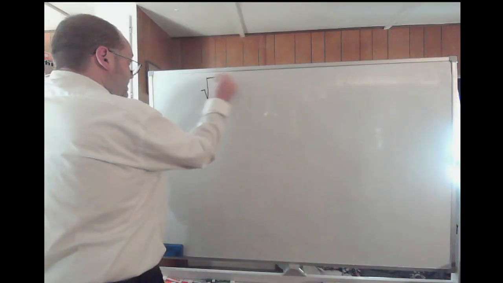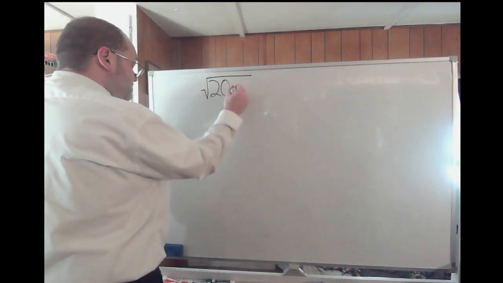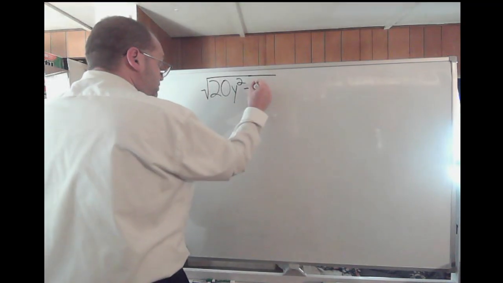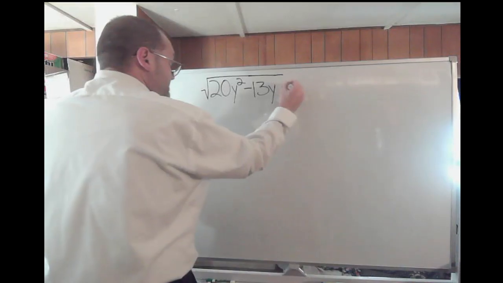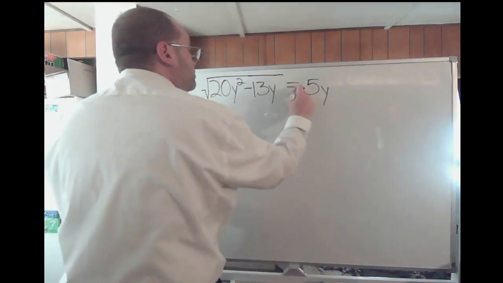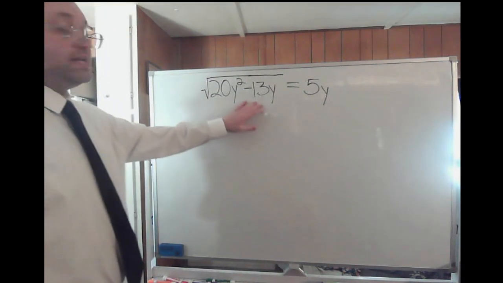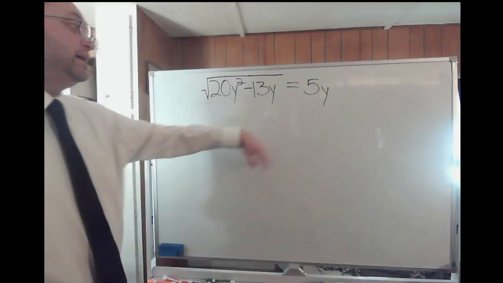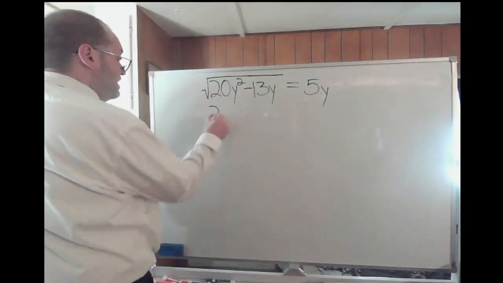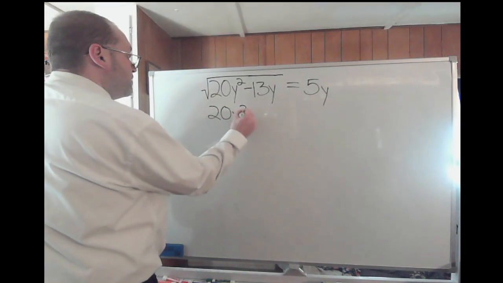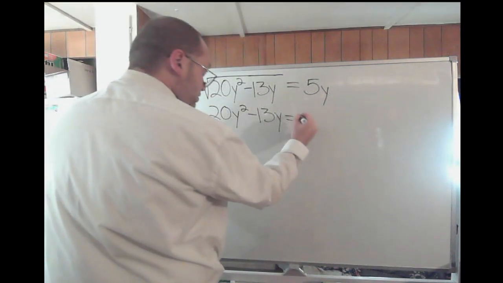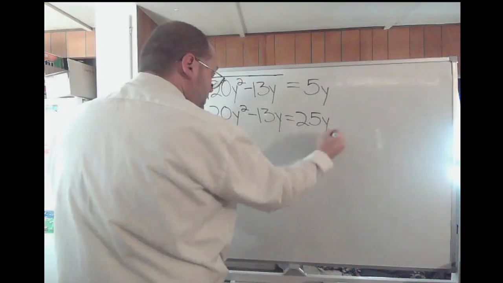So we have the square root of 20y squared minus 13y, and that's going to be equal to 5y. Well, we want to get rid of that radical on the left, don't we? So you square both sides. If you do that, you'll end up getting 20y squared minus 13y is equal to, if you take 5y to the second power, 25y squared.